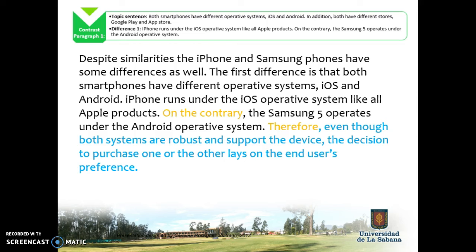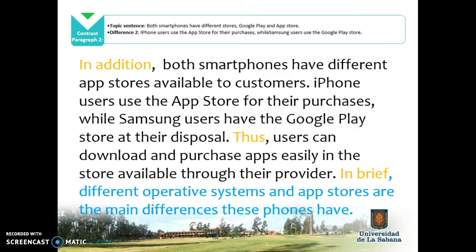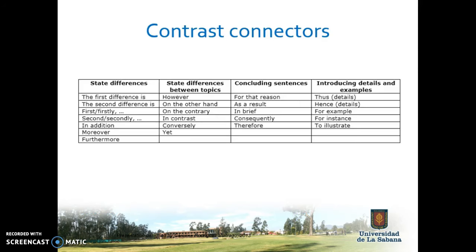Therefore, is a concluding connector in this case. In the second paragraph, we use in addition to present the second difference. We use thus to present an example, and we use in brief to conclude the paragraph. Connectors help us organize our text. Let's take a look at a full list of connectors you can use when creating your own contrast paragraphs. Please take a picture of this slide and keep it handy when you write your contrast paragraphs.